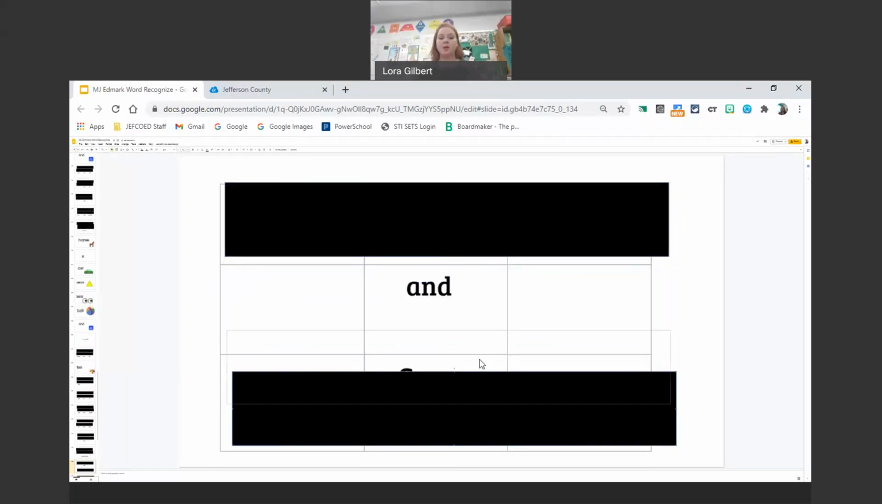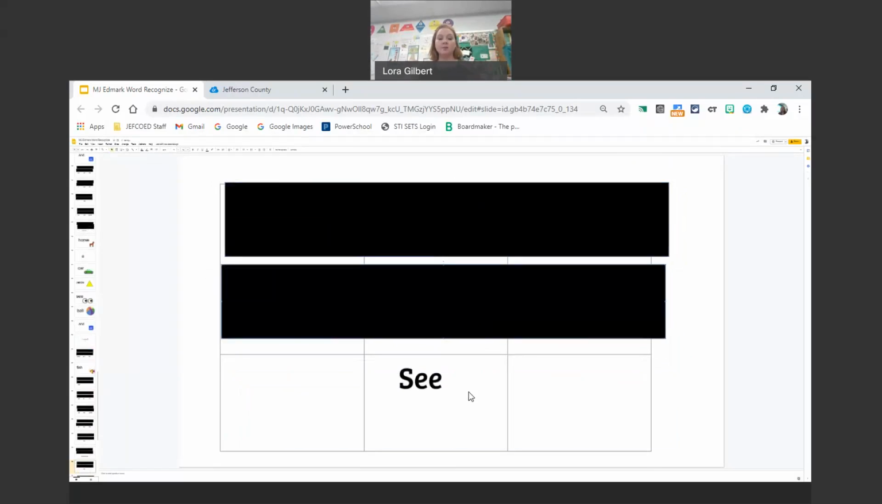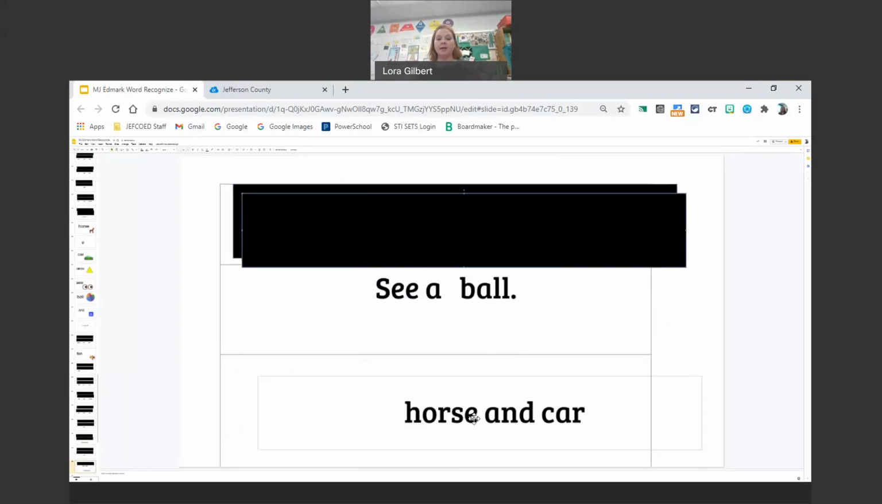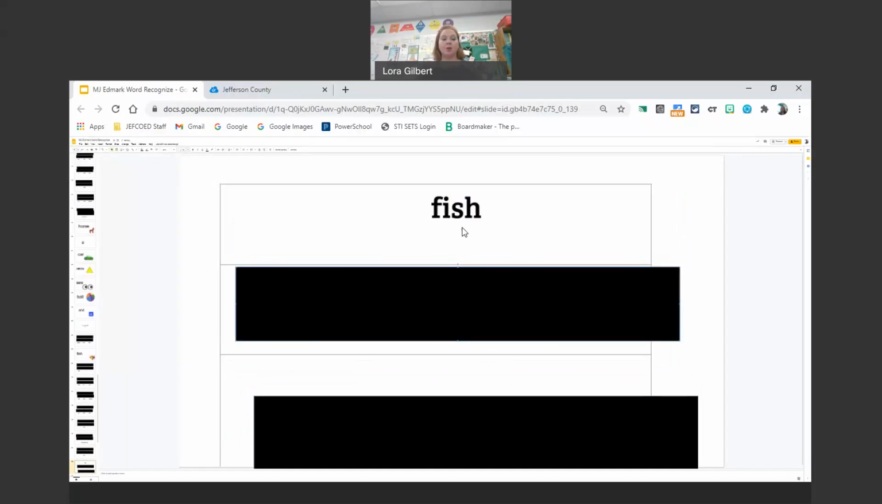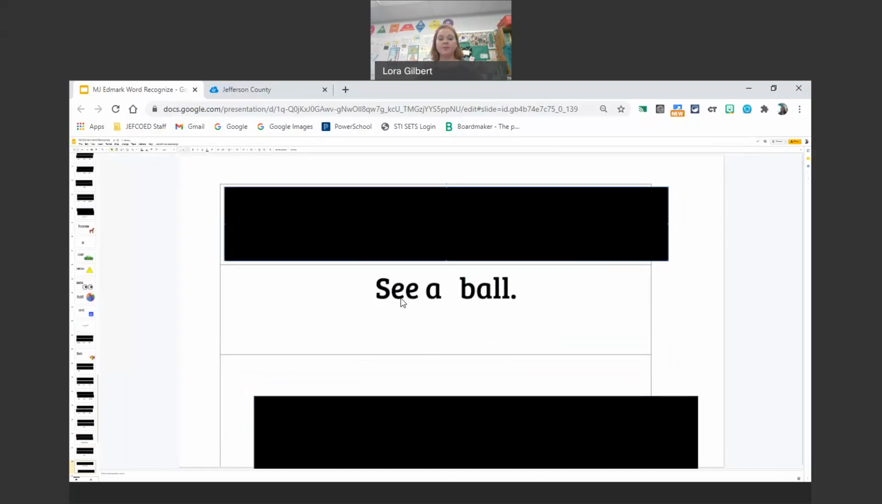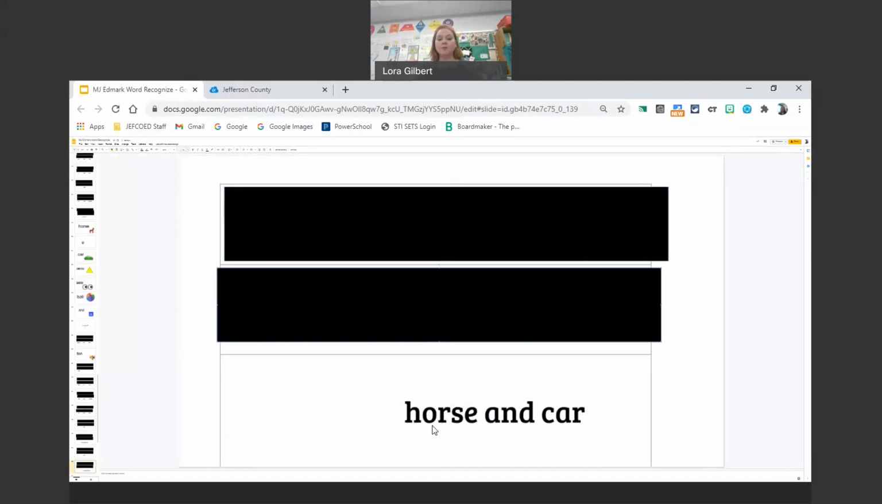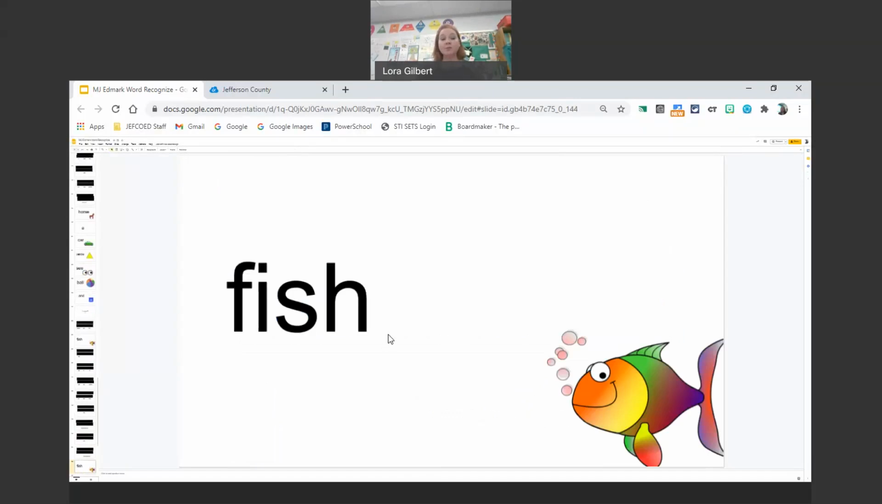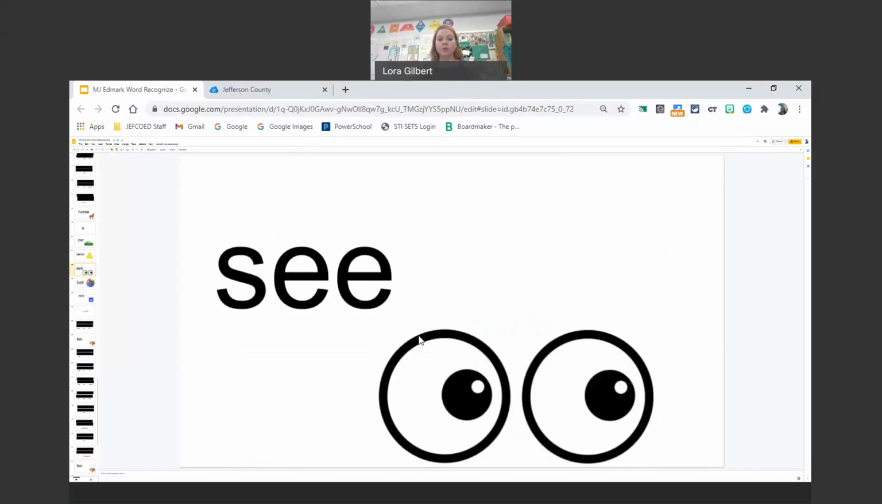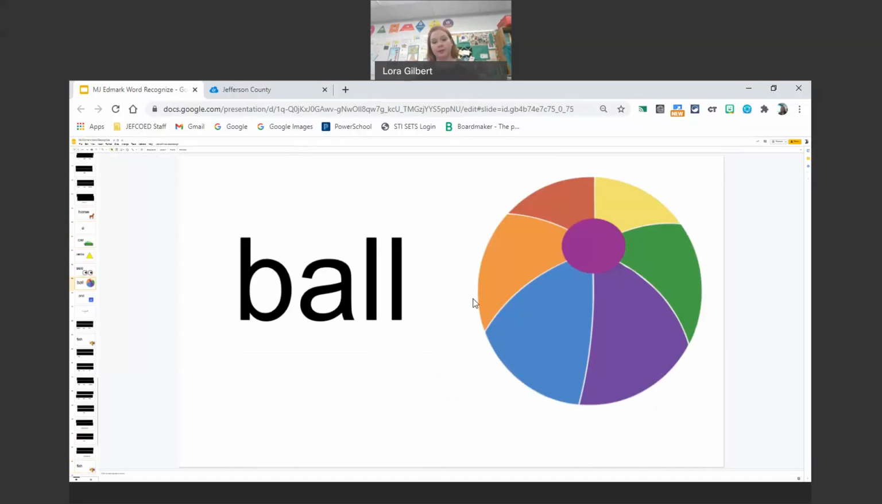It's repeating it. And, see, see. Then you're going to read the last, which is going to be fish again. What's this sentence? See a ball. What's this? Horse and car. And then we'll have the last of the word is fish, because that is the last of your sight words. That's the one you just learned. Then you would go through the new ones again and move on to lesson 9.